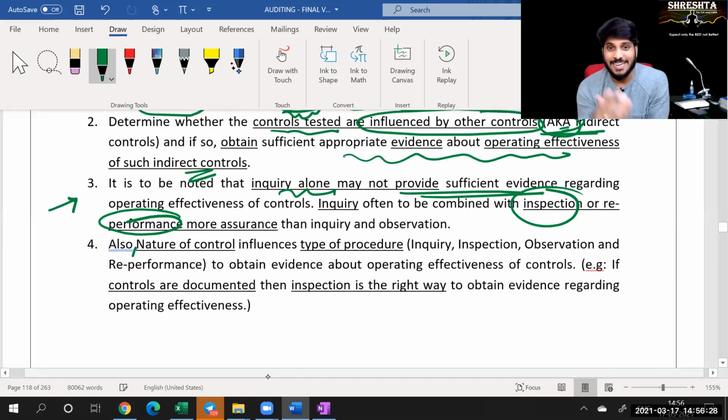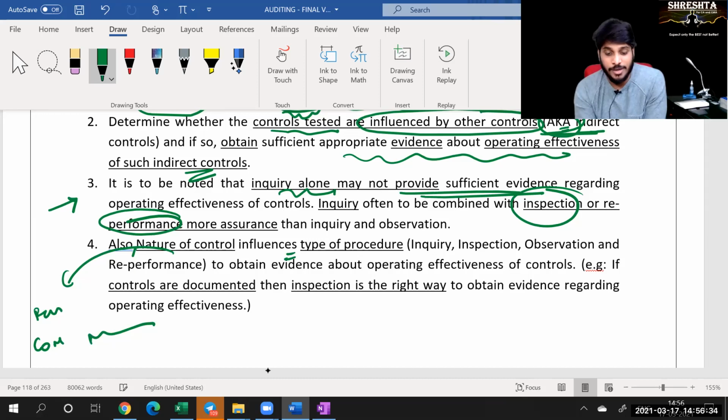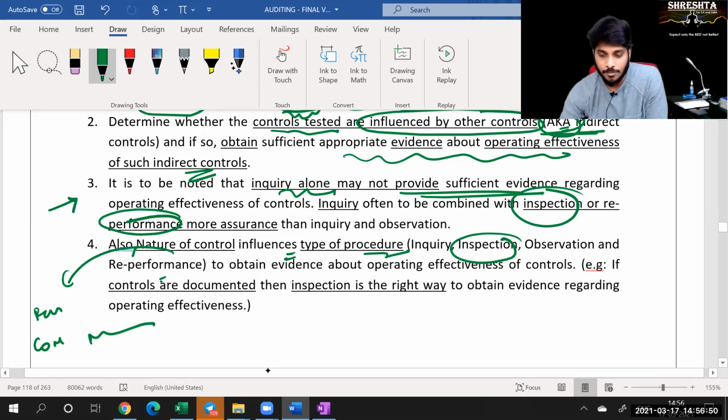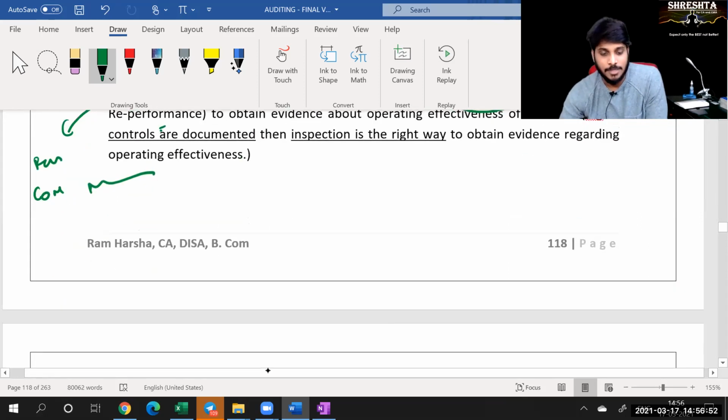Further, what is the nature of control? In what form is the control implemented? Is it computer form or manual form? That influences the procedure I need to follow. Suppose the control is a manual control implemented by manpower, I will inquire and I will observe. If it is performed generally by computer, I will look at inspection, logbook, and I will reperform it in the computer.